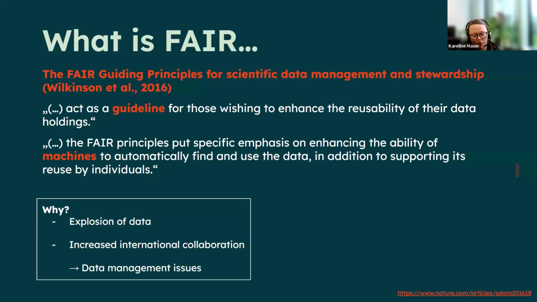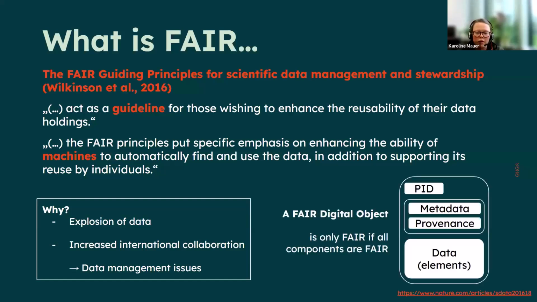And another thing to remind you of is that FAIR data always refers to a FAIR digital object. And a FAIR digital object consists of these 4 elements. We have a persistent identifier, we have the metadata and information about the provenance. So in my example of maybe a sequencing experiment, the provenance would be the protocols that were used to get the data, and the data then itself, like gene information. And this digital object is only FAIR if all of these components are FAIR.